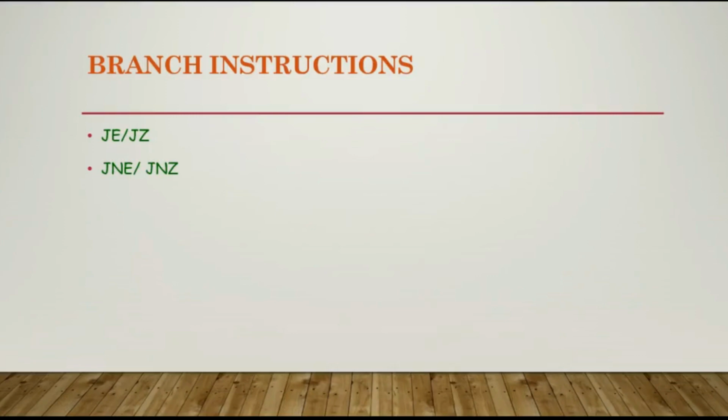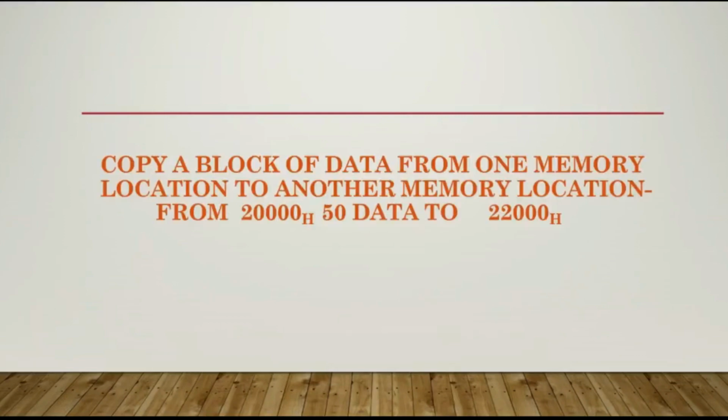With these few basic instructions, now we will try to write a simple program. I will explain what the logic should be, or how we are going to write the code for this particular program. The objective of this program is to copy a block of data from one memory location to another memory location. Here the memory locations are given as from 20000H to 22000H. I want to copy 50 bytes of data from location 20000H to another location 22000H.